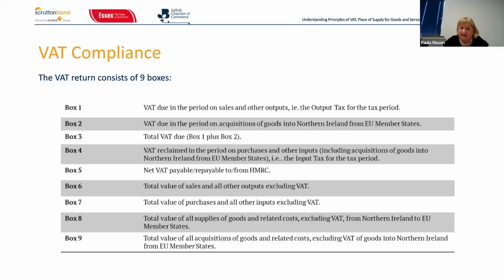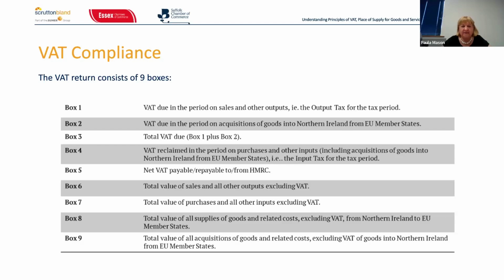This is what's changed since Brexit, basically, and only now applies to Northern Ireland. Box 3 is your total VAT due, so it's box 1 plus box 2, so that's your total output tax. Box 4 is your VAT reclaimed in the period on purchases and other inputs, and includes acquisitions of goods into Northern Ireland from the EU member states, so that is your input tax for the tax period.